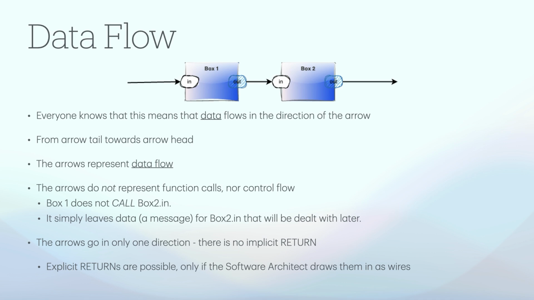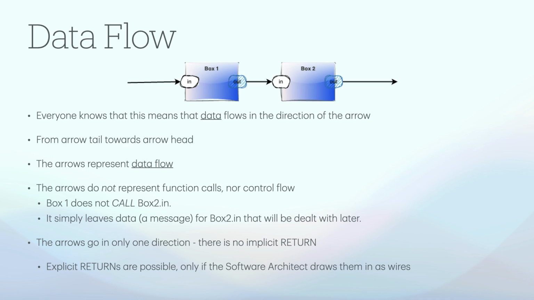Data flows in the direction of the arrow from the tail towards the arrowhead. The arrows represent data flow, not control flow, nor function calls. The data flows in only one direction. There is no implicit return. Explicit returns are possible, but only if the software architect draws them in as wires.